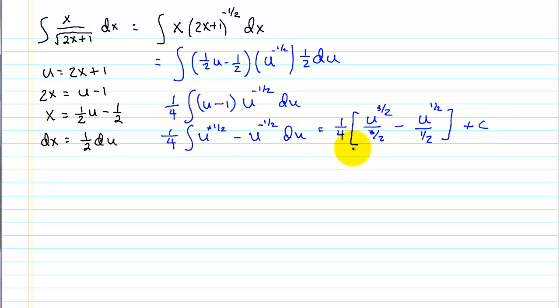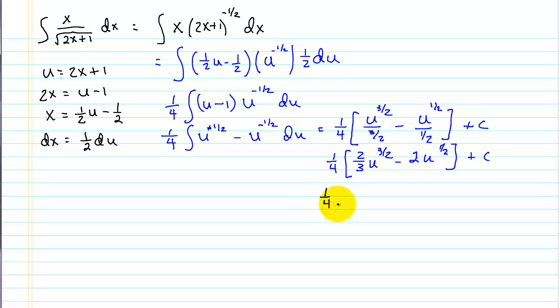And we will fix our complex fractions, so we get here 1/4 times, so this is 2/3 u to the 3/2 minus 2 times u to the 1/2. And just because I like to, I'm going to GCF factor and simplify in here. Depending on what we're trying to accomplish, we might leave it in this format. Again, we still have to put it back in terms of x.